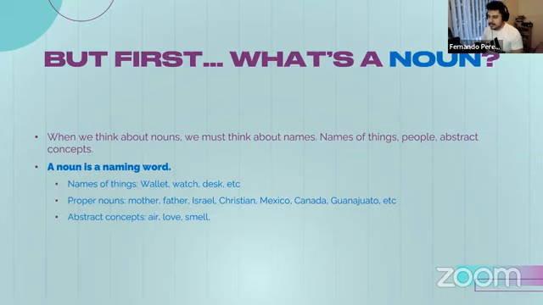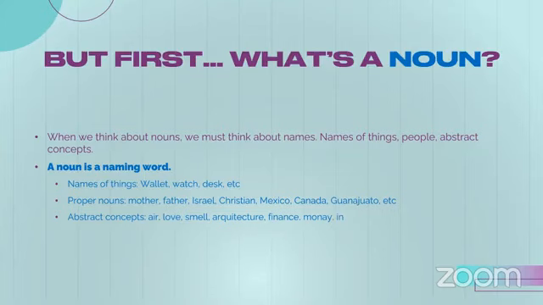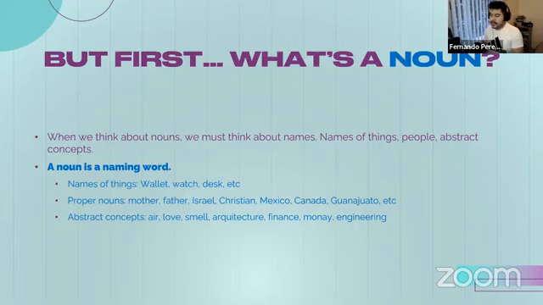Or things like the ones we talked over here. Let's talk about architecture. You know, finance, money. Engineering. Things that we cannot touch, but we know they exist because of the context and the things that we know. Okay.